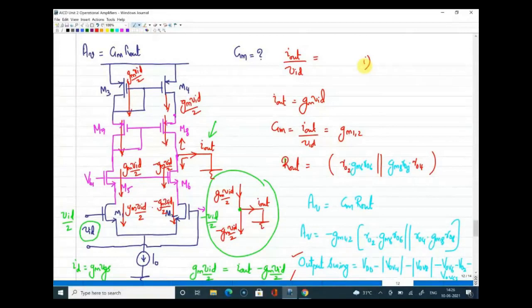So what we were discussing is one of the drawbacks. What I can say is there is a reduction in the voltage swing. Voltage swing is limited. That I'll mark as one of the drawbacks. Specifically, output voltage swing is limited because of a lot of cascode transistors.